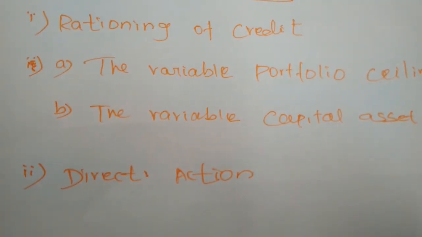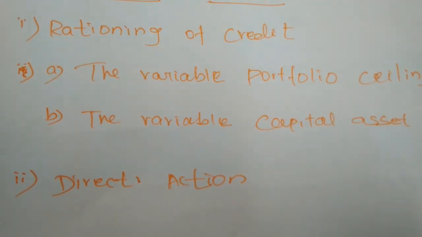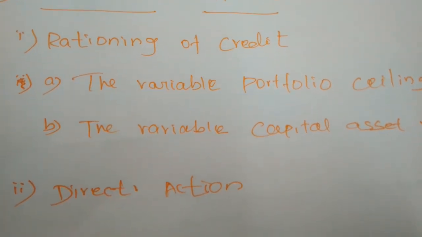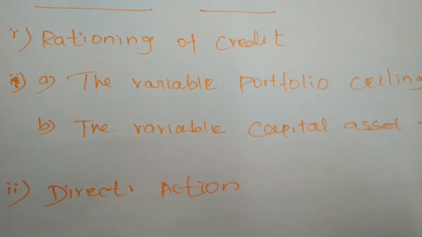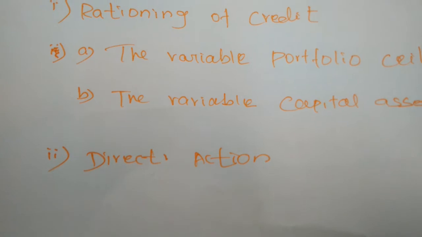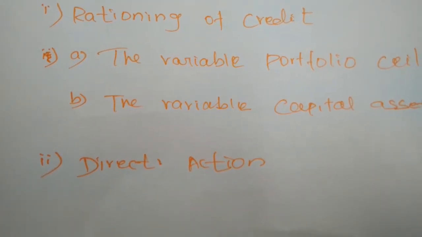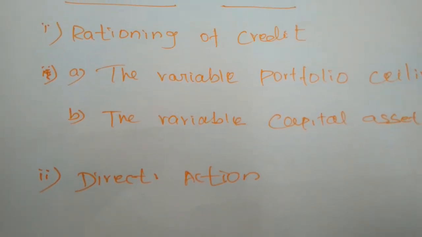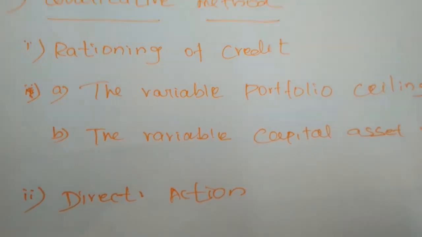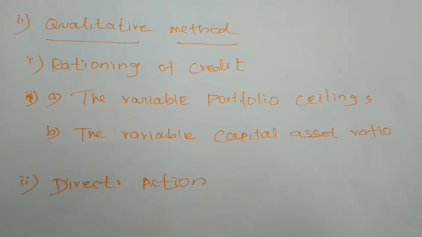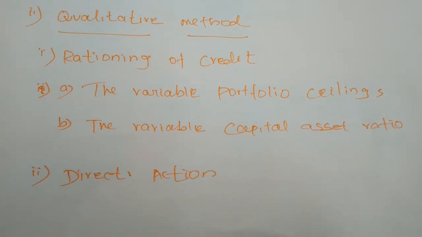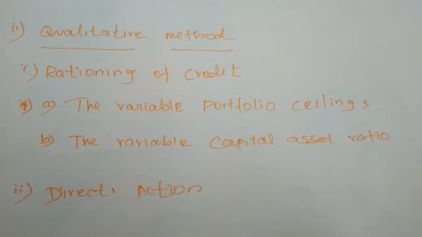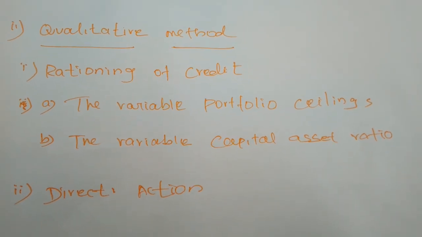Some of the lending capacity of the commercial bank is reduced by fixing the portfolio. The commercial bank also will reduce its lending powers. Next, the variable capital assets ratio. It refers to the system by which the central bank fixes the ratio which the capital of the commercial bank should have to the total assets of the bank. So all the commercial banks must have the minimum capital assets. Because of that also we can bring control of credit.